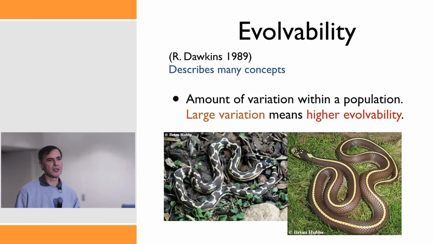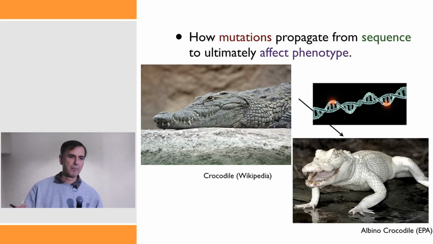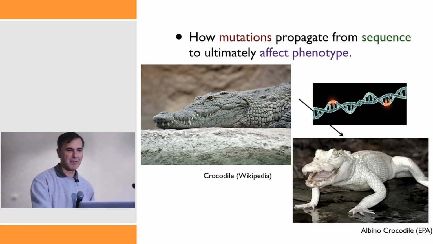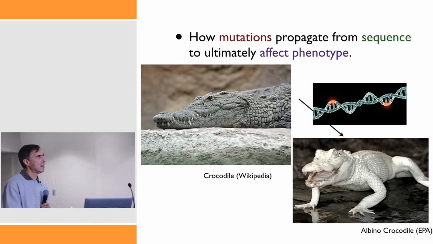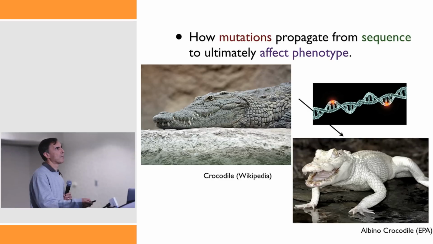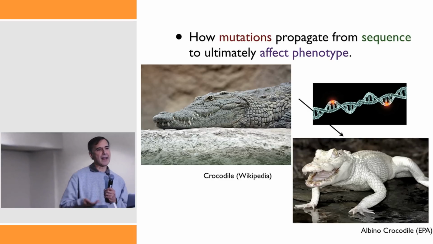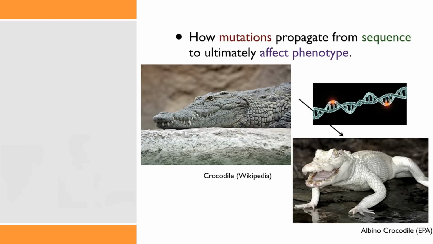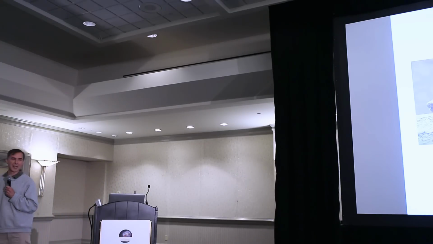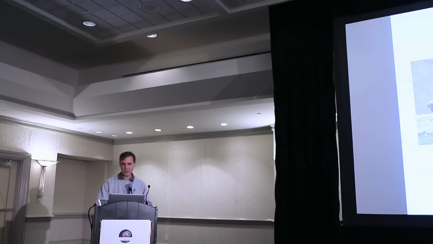Another definition you could talk about would be something more to do with the mutation rate and how mutations propagate. So here I have two different crocodiles, a regular one and an albino one. And there are some mutations you need to go between these two different kinds of phenotypes. You could think that how mutations propagate is going to affect the phenotype. And so this will also be a measure of evolvability. If you get a small number of mutations, but it makes a big difference to the way the critter looks, then you have a high evolvability by this notion of evolvability, right? So that's another way you can think about this term.